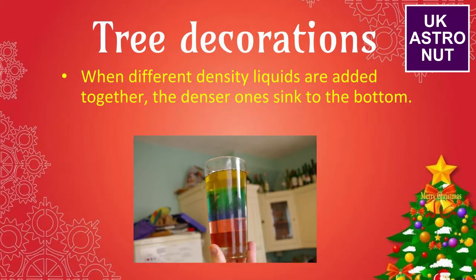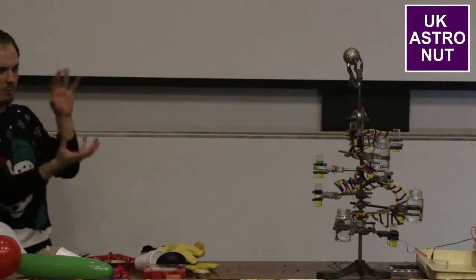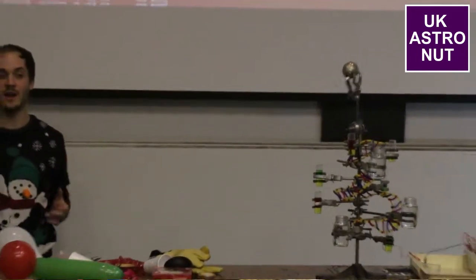Well, what I've done is I've used liquids of two different densities. I used a really dense liquid, which is washing up liquid, and a less dense liquid, which is water, and I dyed it red and green. And I put them together, and what happens is the dense liquid goes to the bottom, and the less dense one goes to the top, so they separate. So we can now make our scientific bauble decorations by using different coloured density liquids.